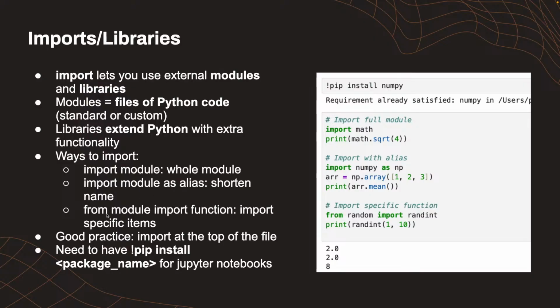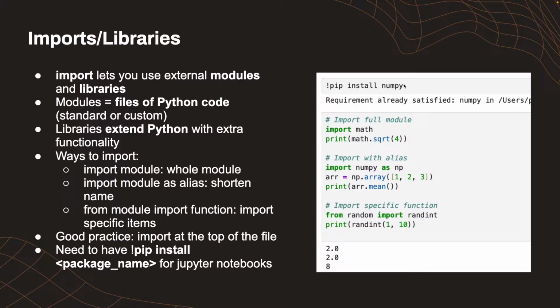You can also import specific functions. For example here, you can have from random import randint, which gives you a random integer. That allows you to import specific things rather than the whole library. It's typically good practice to have most of these imports at the top of the file, mainly so everything's loaded at the start.